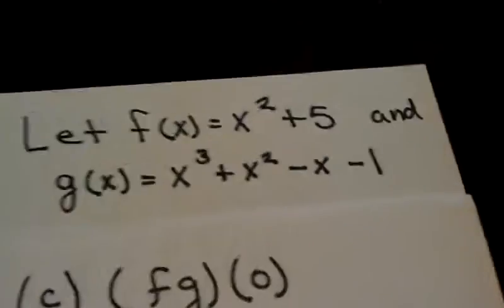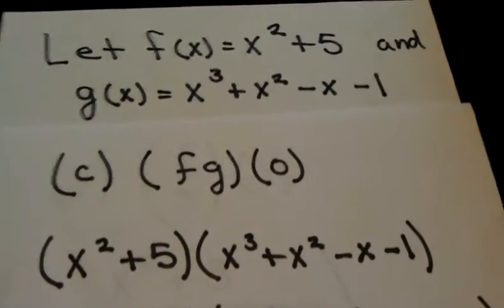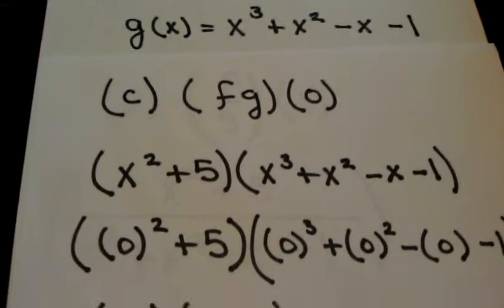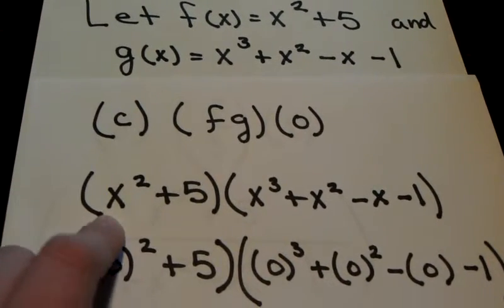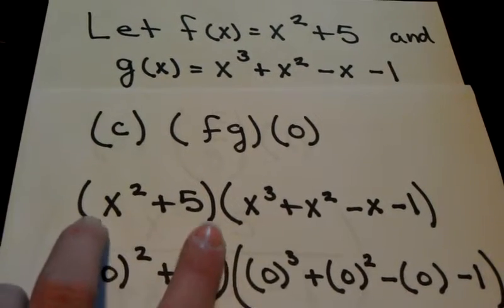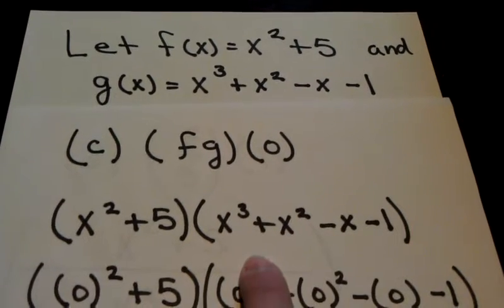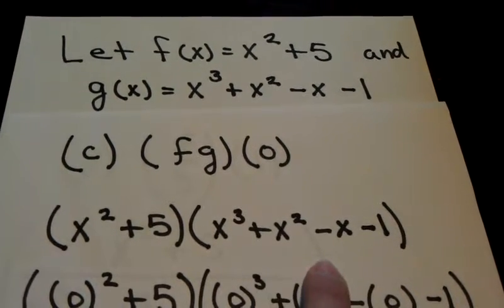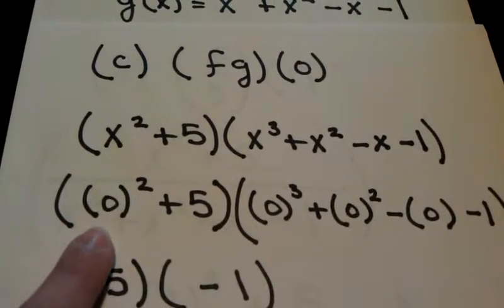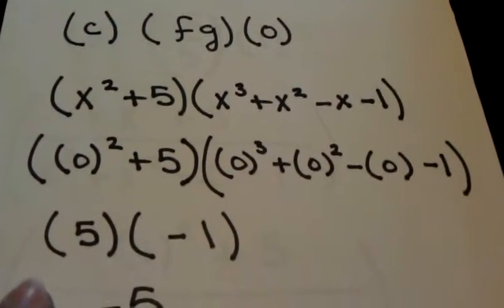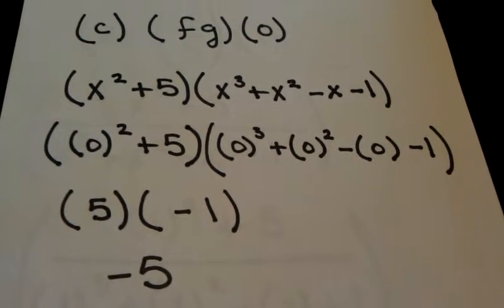All right, for the next one, C, which is f times g with the input of 0, you want to do the same as we've been doing with the rest. You want x squared plus 5 times, keep those in brackets, times your g of x, which is the x cubed plus x squared minus x minus 1. And then you put in your 0 where all your x's are. And then you simplify. And then you simplify again. And you get negative 5.